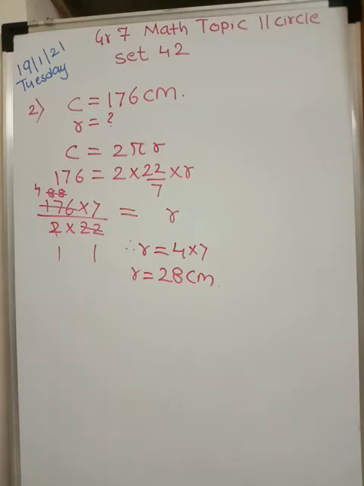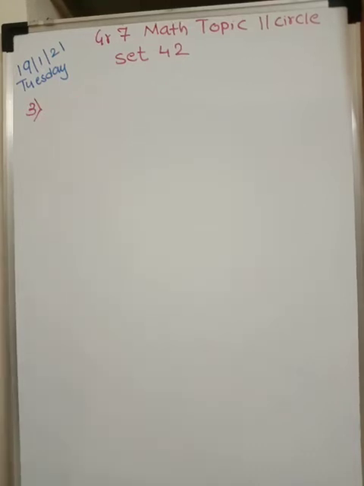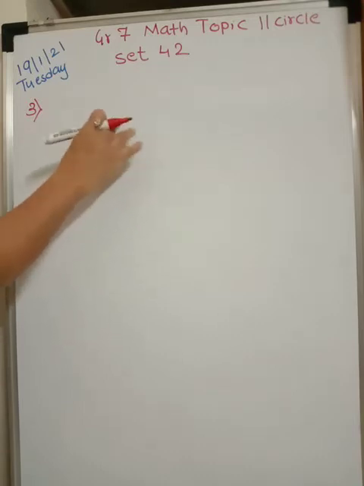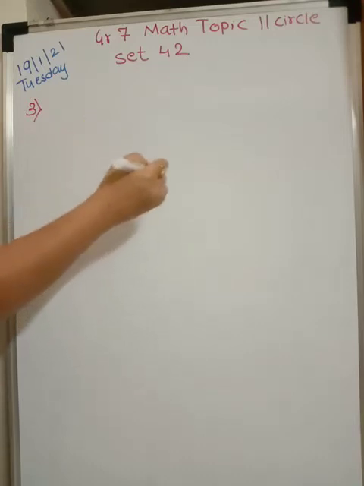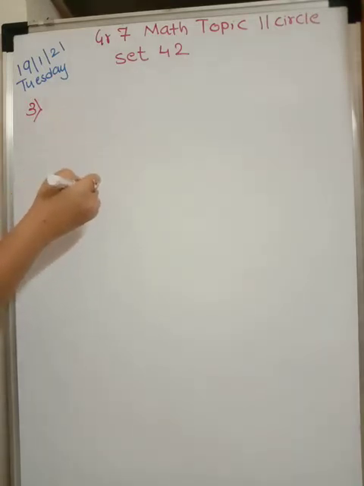Let me erase this. Now look at the third question. The radius of a circular garden is 56 meters. What would it cost to put a 4 round fence around this garden at a rate of 40 rupees per meter? Now see students, if there is a garden like this and you are putting the fence, it is nothing but the circumference which will be counted.